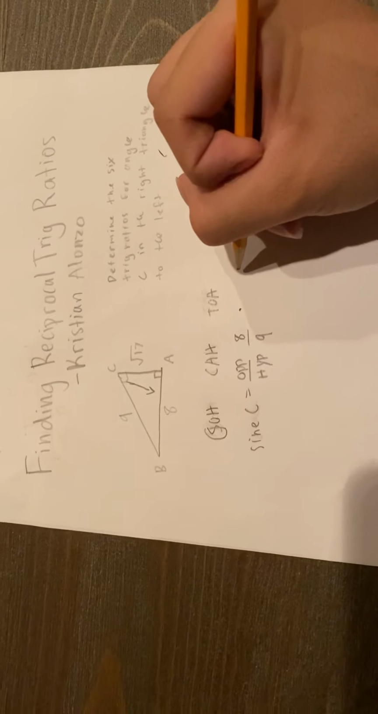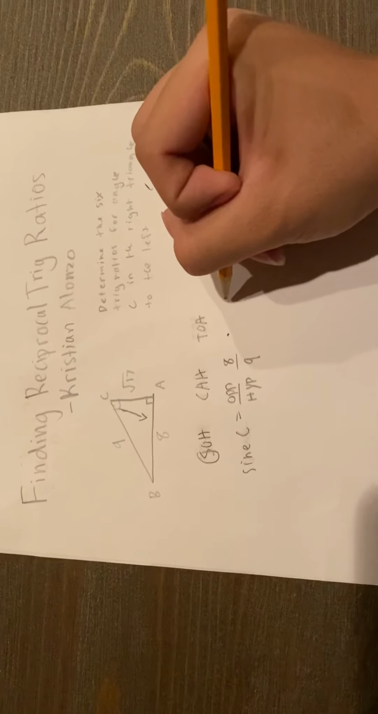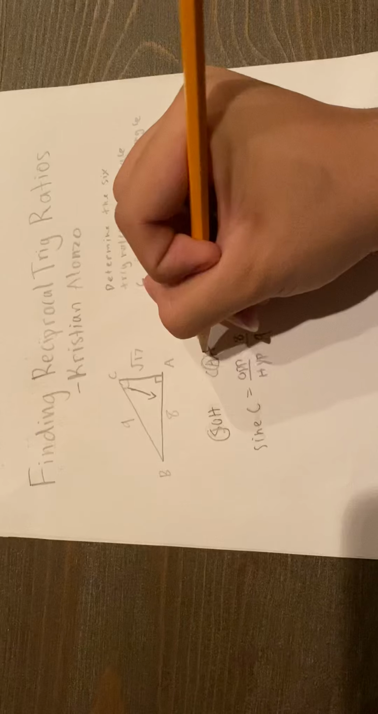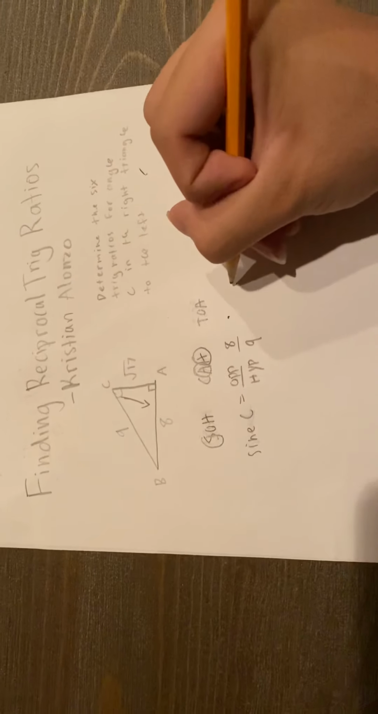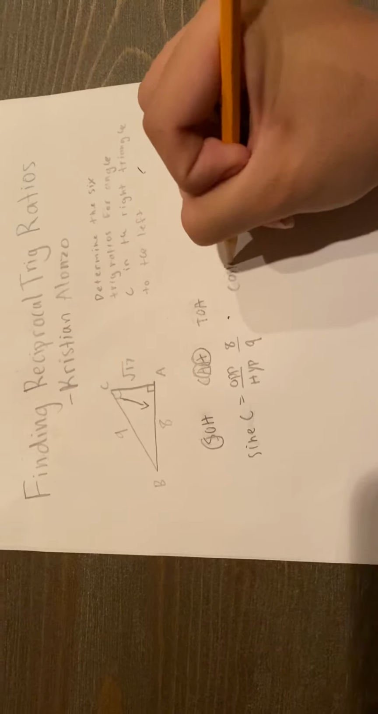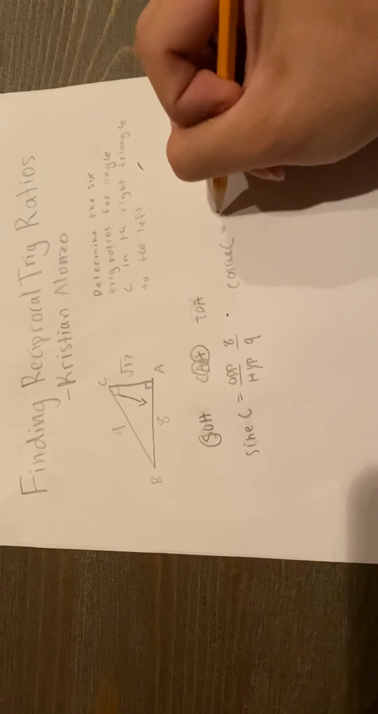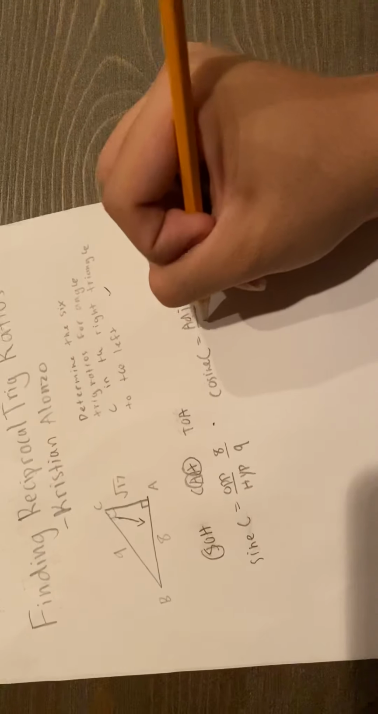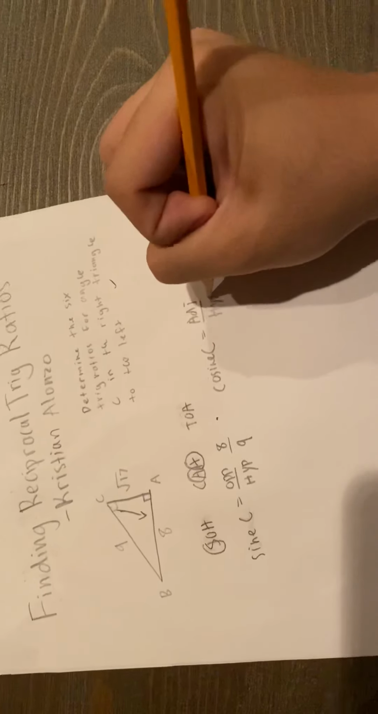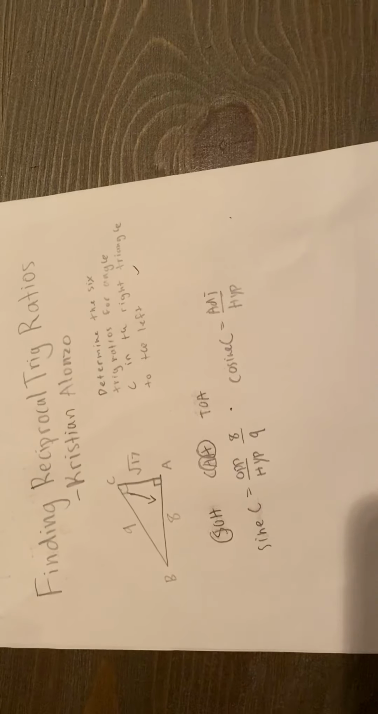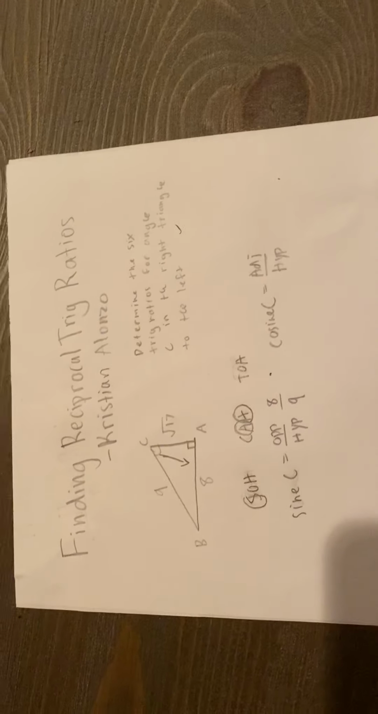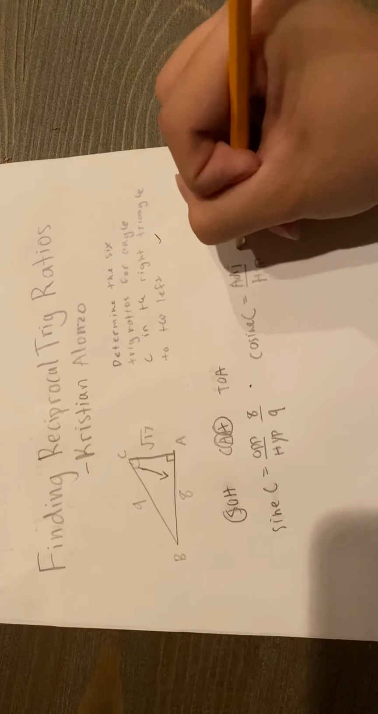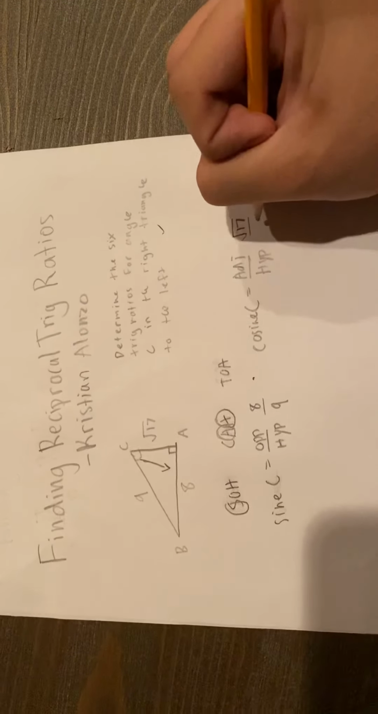For CAH, this defines cosine of an angle, so it tells us that it's adjacent over hypotenuse. So cosine of C equals adjacent over hypotenuse. So to find adjacent, it would be the second side besides the hypotenuse, which makes up the angle. So in this case, it would be square root of 17, and then the hypotenuse we already know is 9.